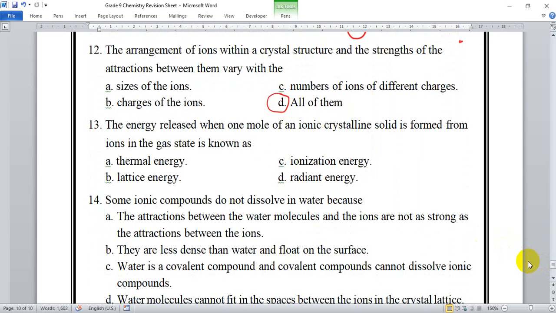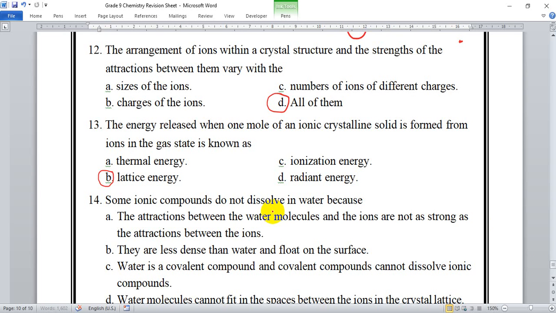The energy released when 1 mole of an ionic crystalline solid is formed from ions in the gas state is known as the energy released when 1 mole of an ionic crystal solid is formed from ions in the gas form. It's called lattice energy.